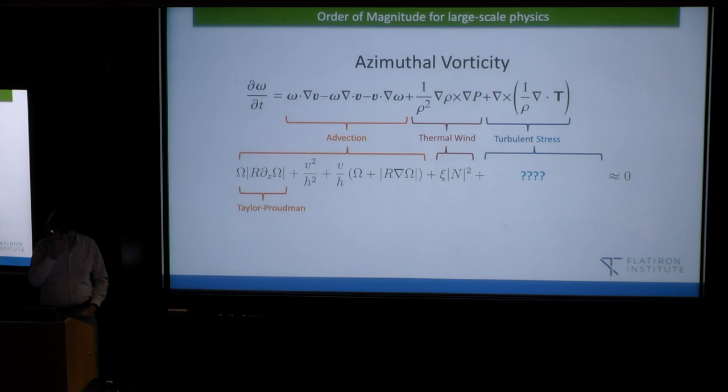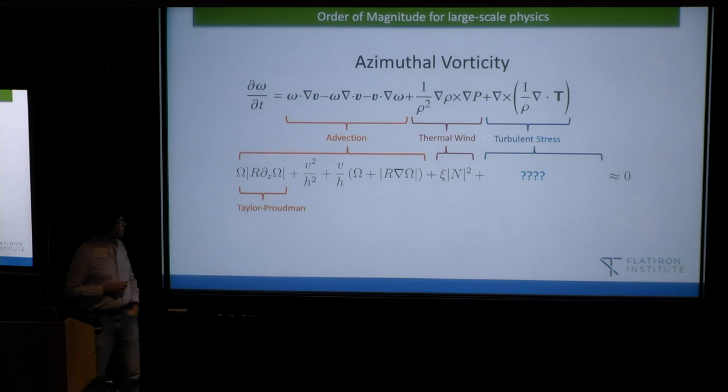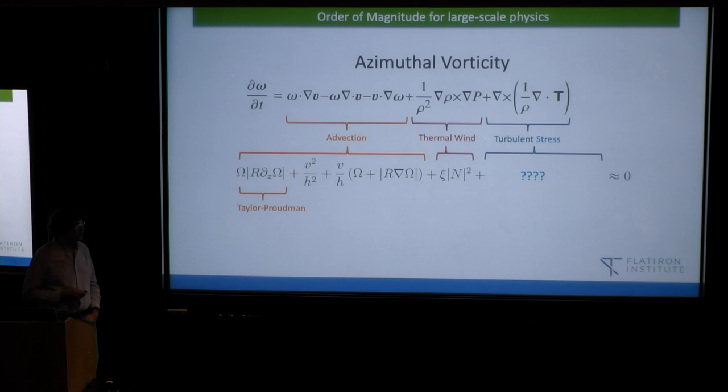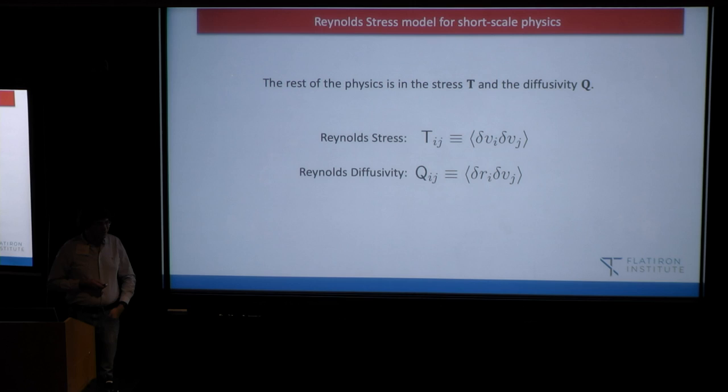So just as an example of what blurring the equation through the order of magnitude lens does: in the advection term, all the derivatives go away except for the ones that we've explicitly said we're trying to estimate. The thermal wind term is just set by the baroclinic angle. And the turbulent stress I haven't done anything to, because that's the bit that we need from a Reynolds stress model. So all the rest of the physics, all the bit that connects to turbulence, happens through these quantities P and Q, through the diffusion and the stress.